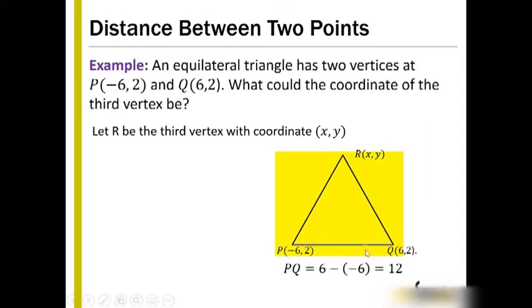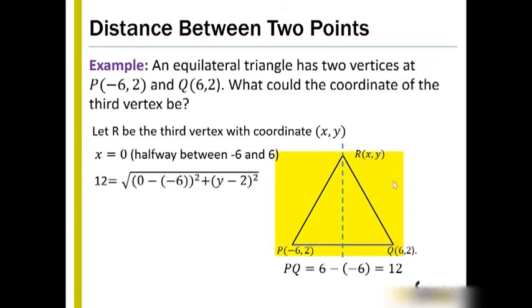The distance from P to Q is 6 take away -6, which is 12. Also, if we draw a line of symmetry down the middle of the triangle, we can see that the x coordinate here must be 0 because it must be halfway between -6 and +6. So now we can use the distance formula on the distance between P and R. We know that the distance must be 12 because it's an equilateral triangle, so all the sides have length 12. So we put 12 here for the distance.